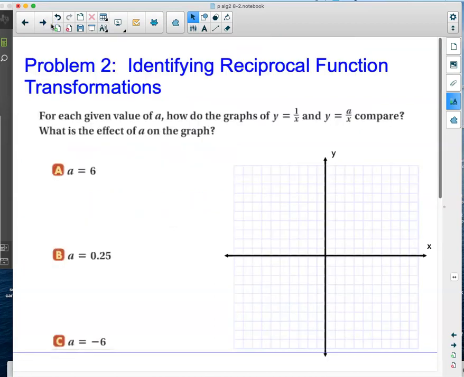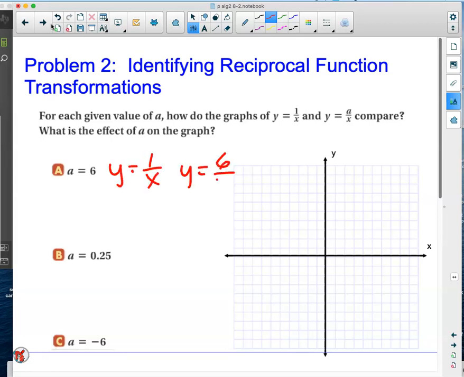So now, this one says, let's identify reciprocal functions. For each given value of a, how do the graphs of y equals 1 over x and y equals a over x compare? And what's the effect of a on the graph? We're not going to graph them, because I think that's silly. I think we already know what's going to happen. So if we're supposed to start with this, and we're supposed to change that number on top to a 6, what is that 6 going to do? It's a vertical stretch, factor of 6.